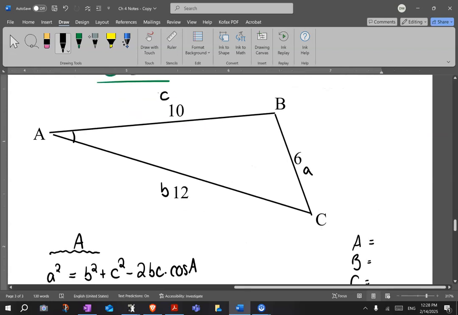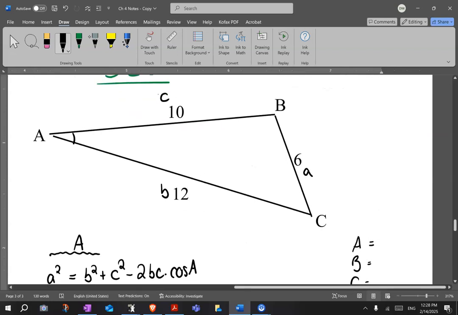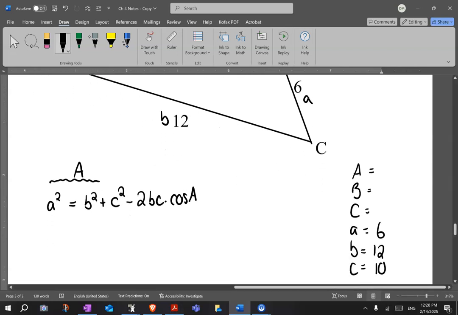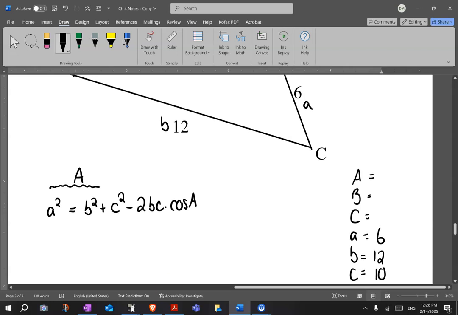So I'm going to use the cosine law for A right away. And once I'm done, I'll probably do the cosine law again. That way I don't have to deal with any ambiguity. So A here is 6, B is 12, and C is 10. So I'm going to write this down.